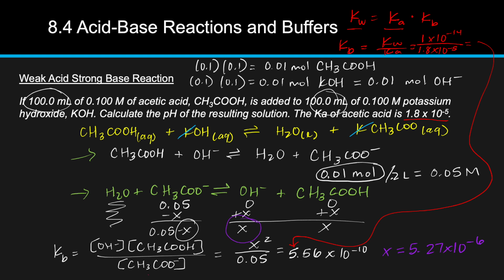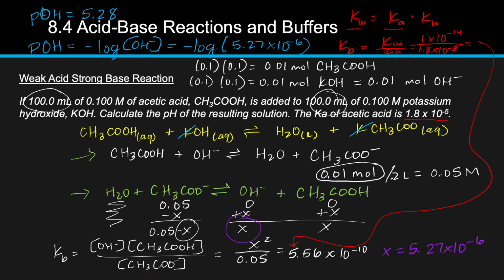So I can go ahead and solve for pOH, which is the negative log of my concentration of OH minus, and I do have that. So negative log of 5.27 times 10 to the negative 6th. That is going to give me a pOH of 5.28. However, it is asking for pH, so we need to take 14 minus 5.28, and that's going to give me my final answer of 8.72.